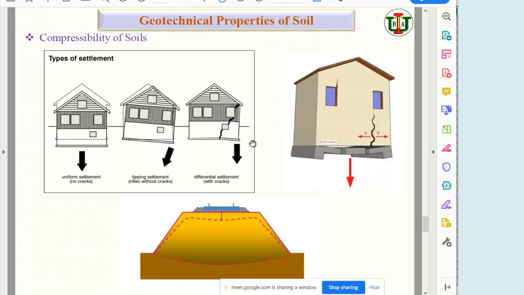So we have almost finished the lecture. This is the last slide, the last topic: compressibility. You can see there are different kinds of settlement. In uniform settlement, each corner of the building settles at the same rate. In tilting, one side is settling and it is not settling at the same rate. Suppose this side is settling more and this side has no settlement, so it is differential settlement. This will be discussed again in detail in the settlement chapter.